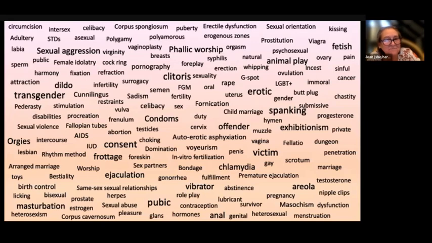Yes. Okay. Now let's see, which word were you saying again? Fallopian tube. Oh, fallopian tube. Okay, and what is the fallopian tube? That is the tube that connects the uterus and the ovary.